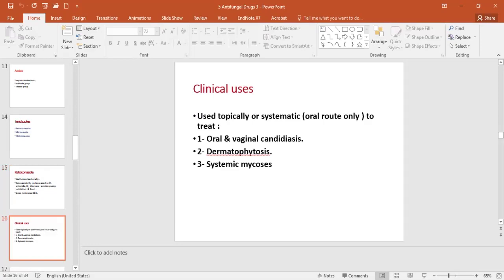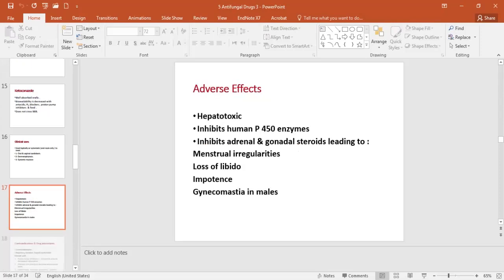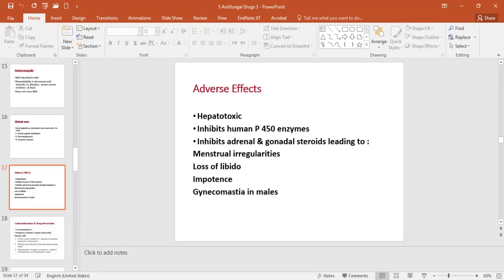So it is used topically or systemically by the oral route only. By oral route only, to get systemic effect to treat oral and vaginal candidiasis, dermatophytosis, or systemic mycosis. The adverse effects include hepatotoxic effects and it inhibits human cytochrome P450 enzymes.